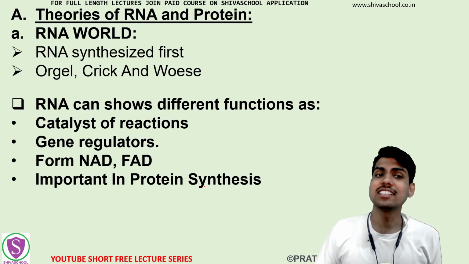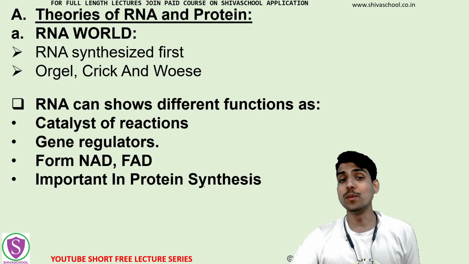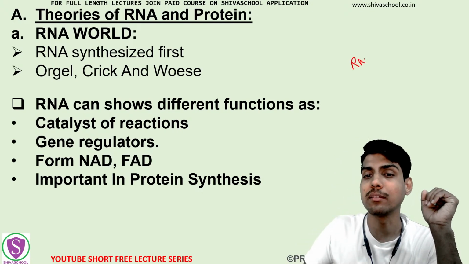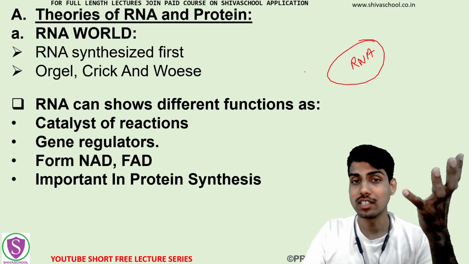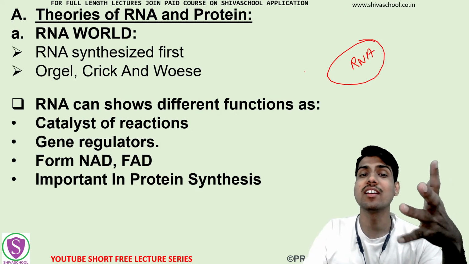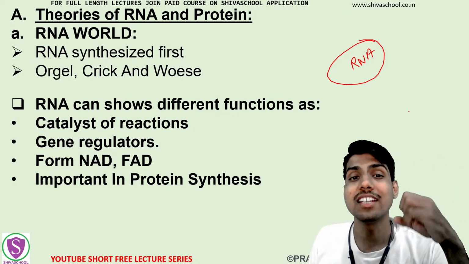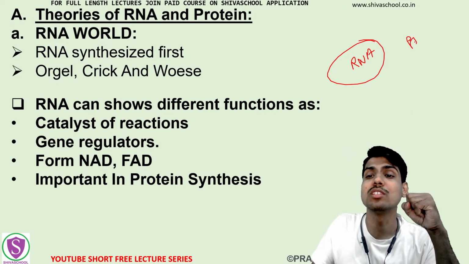Now, there are some scientists who believe that RNA was formed first, and many types of RNA were formed: mRNA, tRNA, rRNA. Then all these mRNA, tRNA and rRNA combined and started to synthesize different proteins.